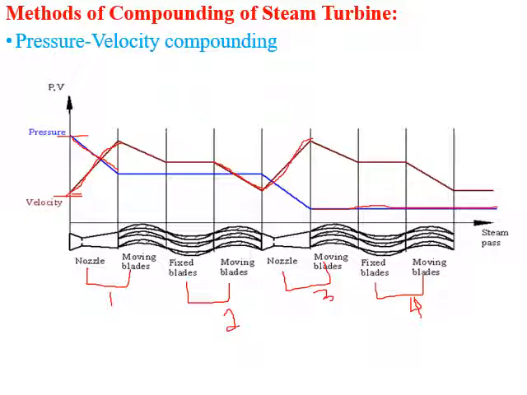So then that higher velocity steam enters into the moving blades and all its energy is absorbed by those moving blades. So then flowing to the fixed blade, the velocity remains constant, and flowing to the moving blades, once again its velocity gets dropped, and finally this steam exits from the turbine at very low velocity. So this is a combination of both pressure compounding as well as velocity compounding. For that reason, it is called pressure velocity compounding.